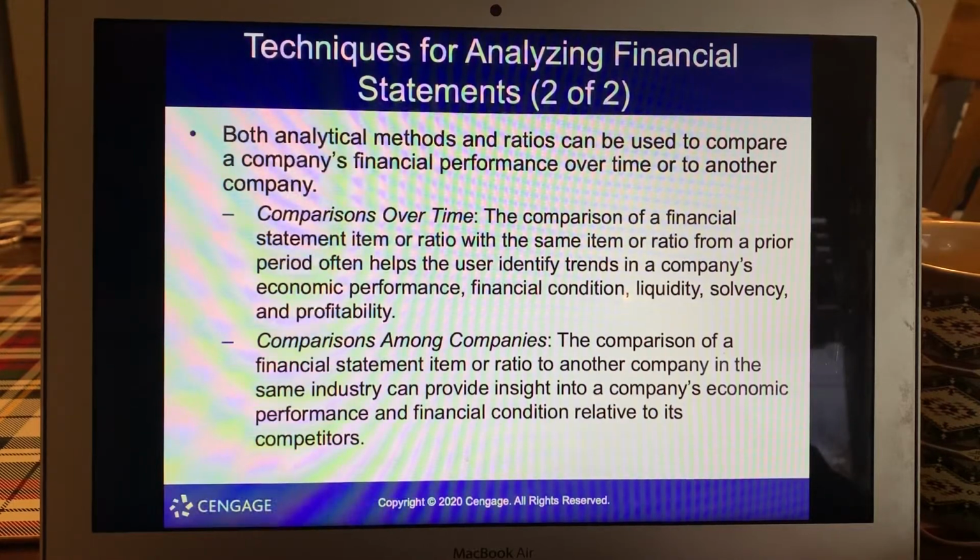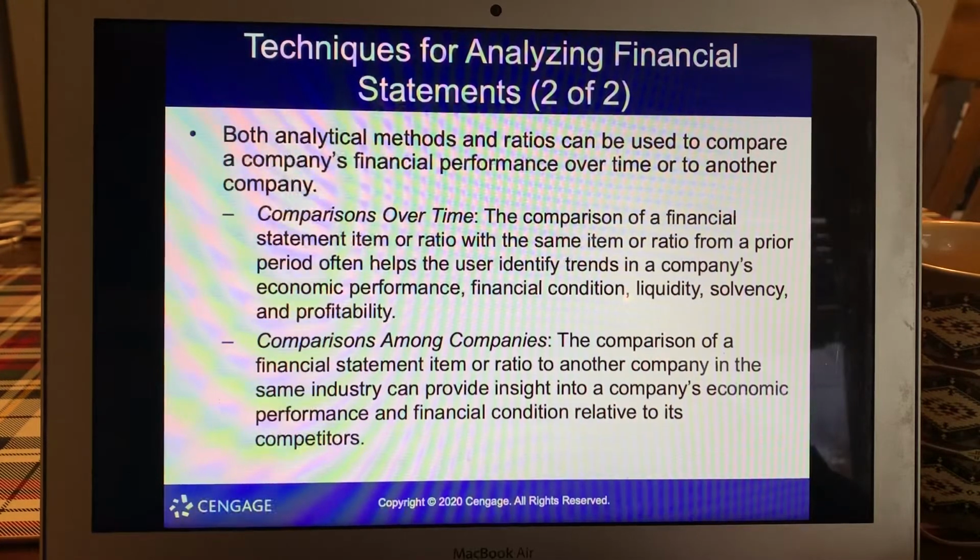Comparisons over time: the comparison of a financial statement item or ratio with the same item or ratio from a prior period often helps the user identify trends in a company's economic performance, financial condition, liquidity, solvency, and profitability. Comparisons among companies: the comparison of a financial statement item or ratio to another company in the same industry can provide insight into a company's economic performance and financial condition relative to its competitors.